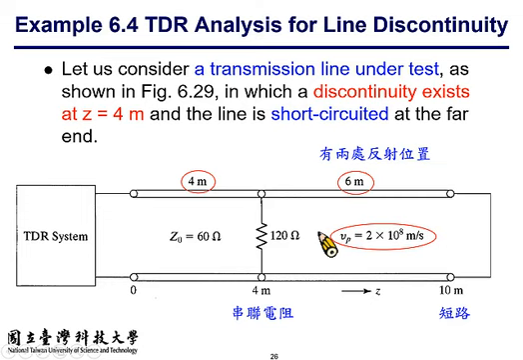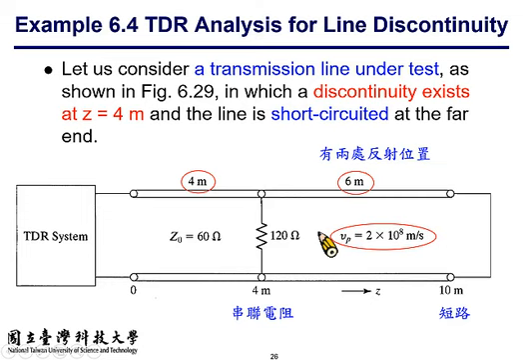Okay, so at this position, when you look to the right, it observes an equivalent impedance, which is made by a shunt connection of a 60 ohm and a 120 ohm resistor. And the equivalent input impedance is 40. So how about the reflection coefficient gamma? What is the first number we should put in here? Well, 40 minus 60 divided by 40 plus 60. So how much is it? Minus 0.2.